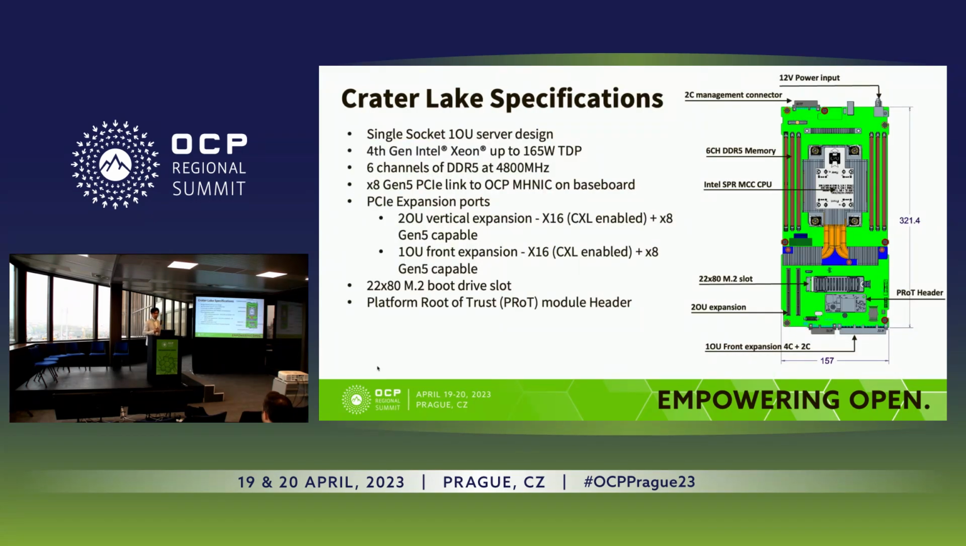Now let's get into some of the more specific technical details on Crater Lake and Yosemite V3. So Crater Lake is a single socket 1OU server design capable of handling up to 165 watts of TDP for the 4th generation Intel Xeon CPU. As mentioned before, it supports up to 6 channels of DDR5 memory, and we have Gen 5 capable PCIe links to both the baseboard and the expansion ports. For the boot drive, we have a 22 by 80 M.2 slot, and we included a header if you decide to attach a platform root of trust module to it.